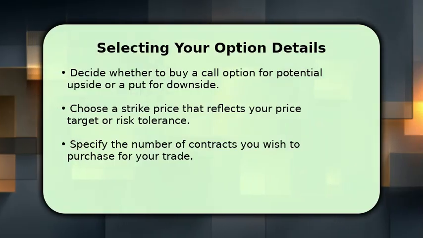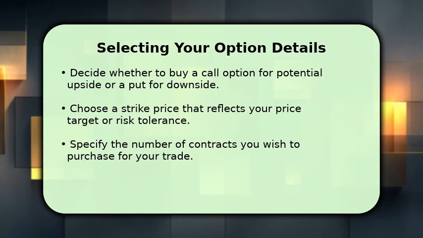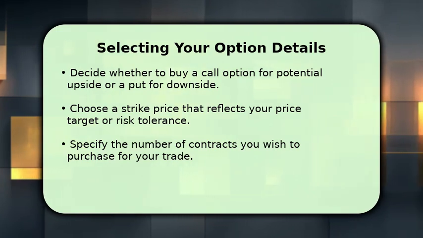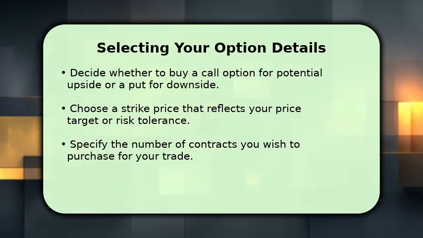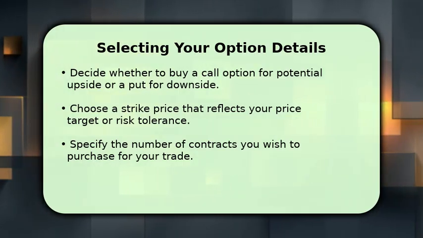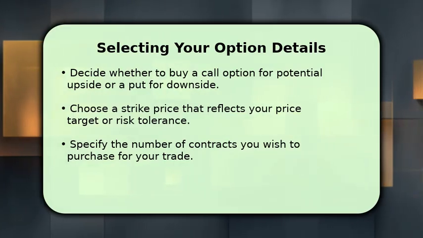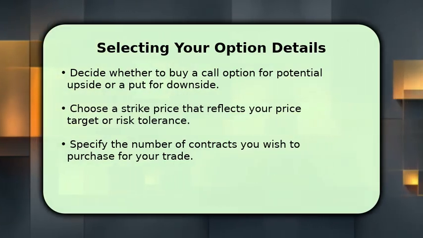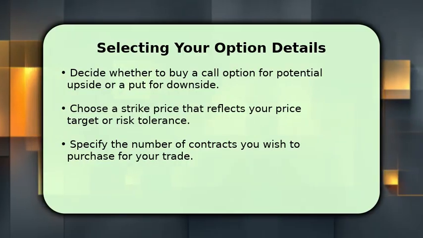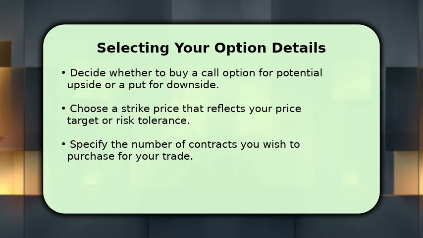Now you'll see a list of call and put options. Calls are on one side, puts on the other. Select whether you want to buy a call betting the stock goes up or a put betting it goes down. Then pick your desired strike price. This is the price at which the option can be exercised. Finally, enter the number of contracts you want to buy. Remember, one contract usually represents 100 shares.